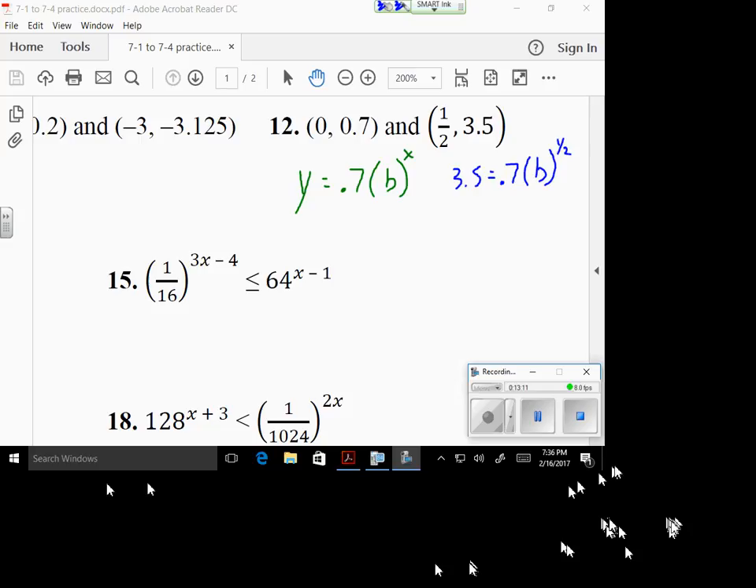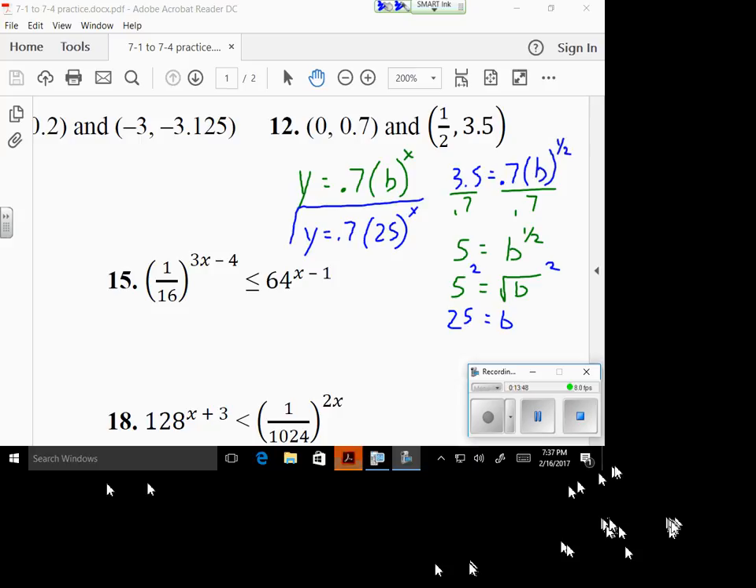Same process for number 12. Divide both sides by 0.7. 3.5 divided by 0.7 is 5. So 5 is equal to b to the half. B to the half is the same as the square root of b, and so I need to square both sides. That means b is 25. There's my equation.